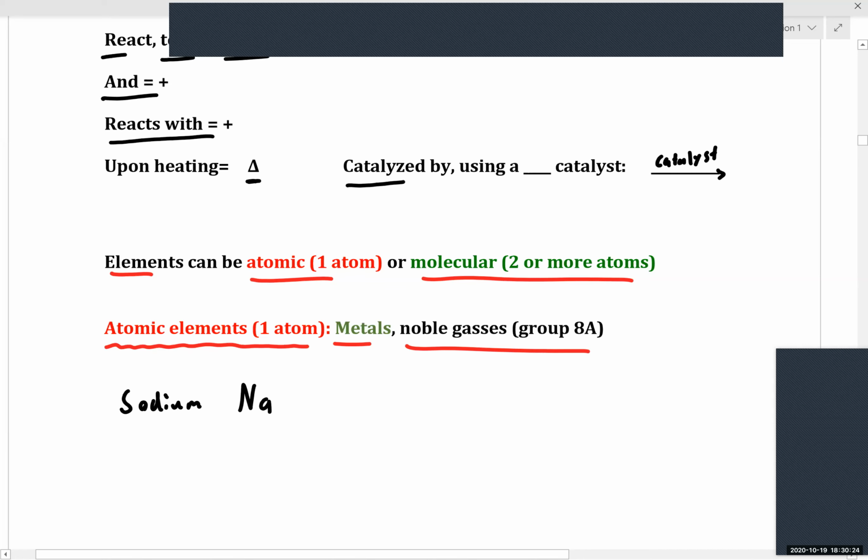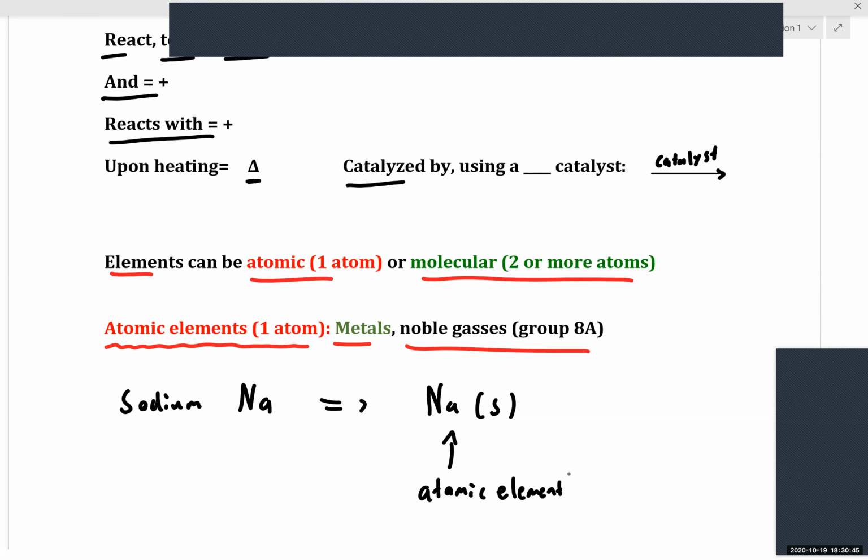Is sodium a metal? Yes. So as a result, we'd write the formula of sodium as Na solid. So as we notice, we write sodium as an atomic element. We only have one atom in the formula. Does that make sense? Yes.